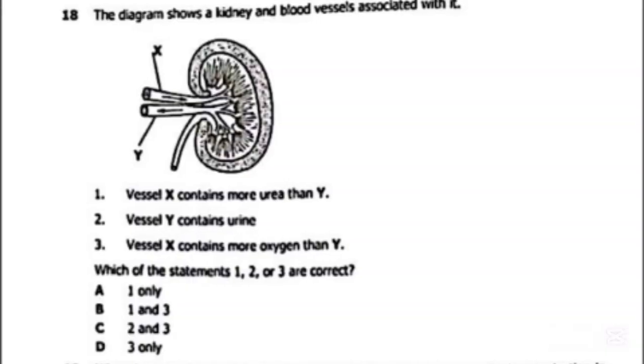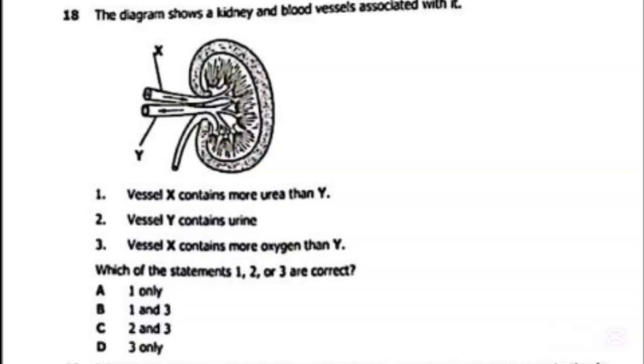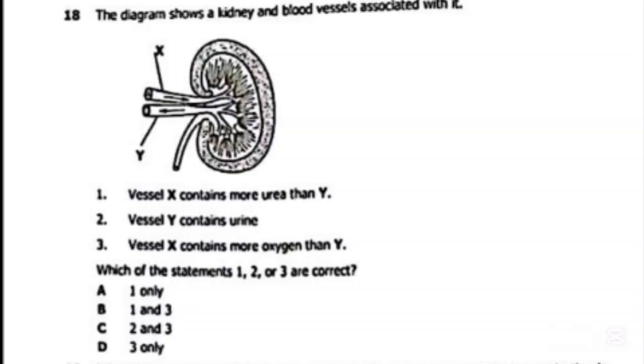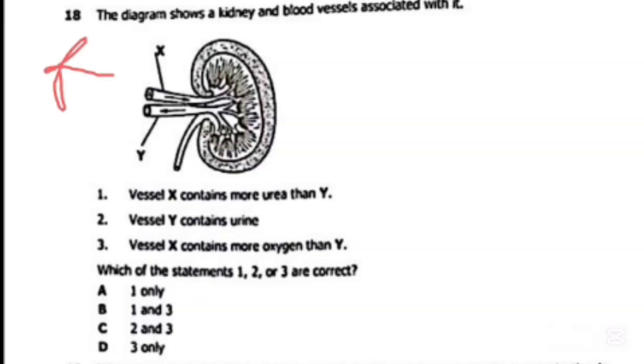So here they're asking us now to label the diagram. You can't answer this question without labeling the parts which have been given. If you look carefully, you can see an arrow going into the kidney. That arrow represents blood coming to the kidney. And what blood vessel brings blood to the kidney? It is the renal artery. So X is the renal artery.